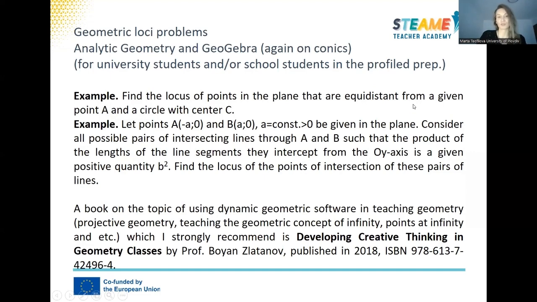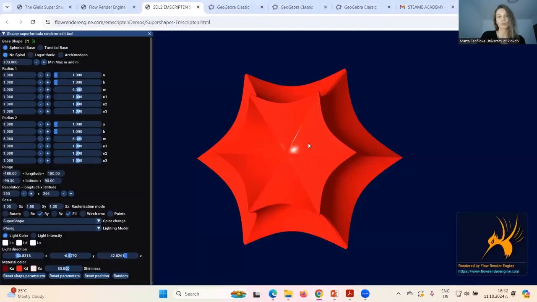And I will finish my talk with some geometry problems connected to loci of points in the plane. These problems can enhance the creativity of students and their critical thinking, and they can stimulate them to look for new properties of curves and geometrical figures. One example is to find the locus of points in the plane that are equidistant from a given point A and a given circle with center C. And you can solve this problem in a Cartesian coordinate system.